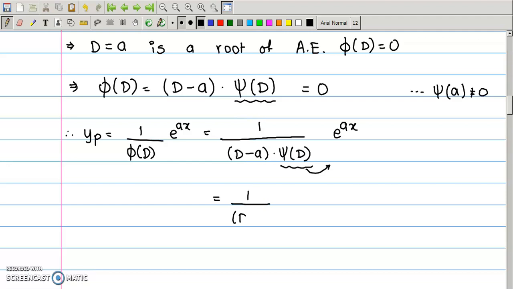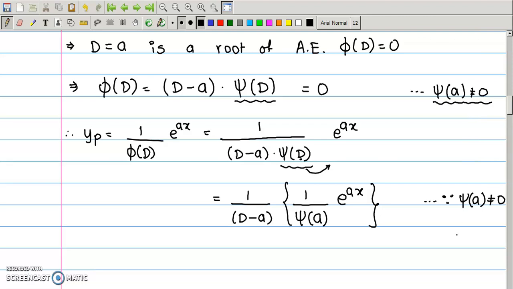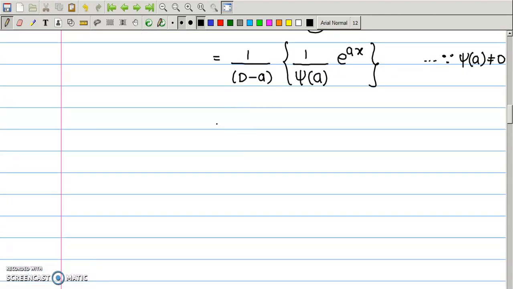So we keep this d minus a as it is, and since psi of a is non-zero, we replace d by a here. So this will be psi of a into e raised to ax. This is a constant term now, so we can take 1 upon psi of a outside. Now we operate this d minus a on the exponential function. If we apply the shortcut formula, replace d by a, a minus a will be 0 and 1 upon 0 is infinity, means our solution does not exist.